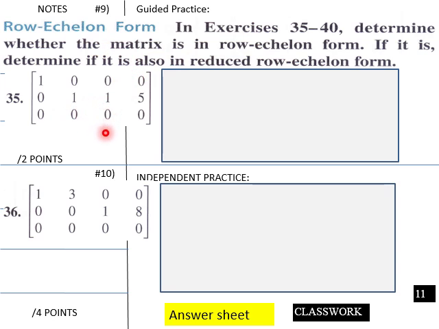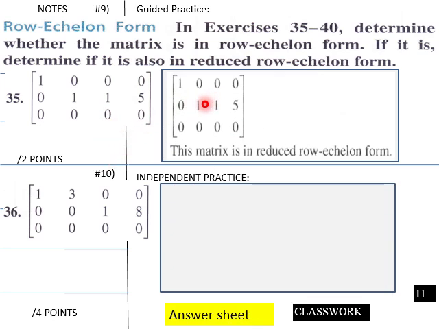Well, let's see. The matrix is in reduced row echelon form here because we have zeros at the bottom row, and then we have leading ones here. But the important thing is we have zeros on the bottom, and then you have leading ones here, so that would give it the designation of being in reduced row echelon. For that one, I'm going to let you do it.